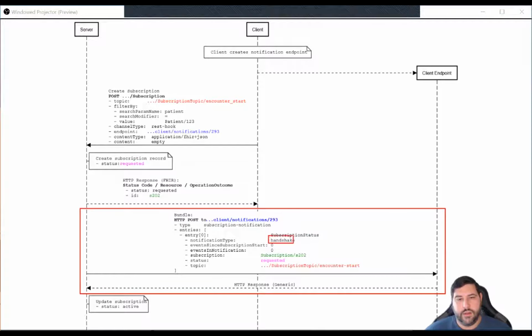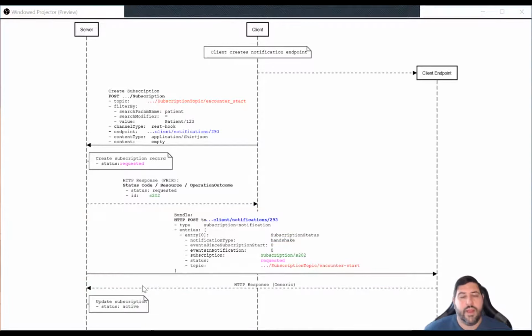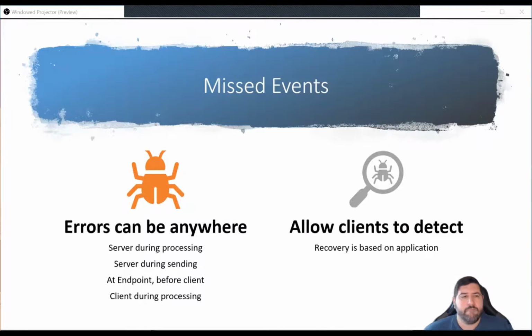So again, there's descriptions on what all these things are in the documentation. But essentially, it just does a check to see, is this accessible? Will it respond? Yes. And then everything is set to active and subscription notifications can start going. In a perfect world, that would be it. You just receive your notifications.